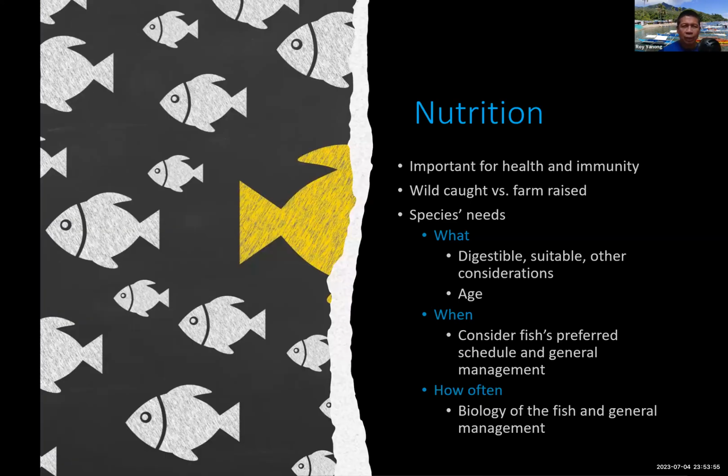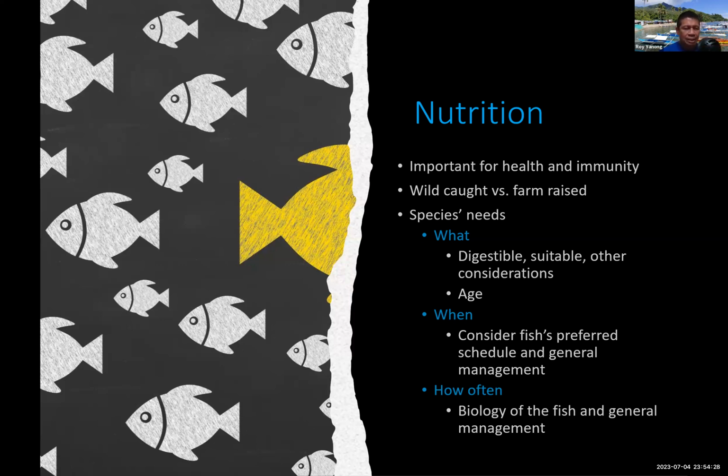Nutrition we talked about already, really important for health and general immunity. There are going to be some challenges with whether you have wild caught fish or farm raised. I think most of you, I assume, are going to be dealing with farm raised fish, but just in case, you want to keep those things in mind. You want to know your species needs. What do they need in terms of nutrition? Is it digestible and suitable? What other considerations are there? For example, age. There's going to be maybe different diets for young fish versus older fish.